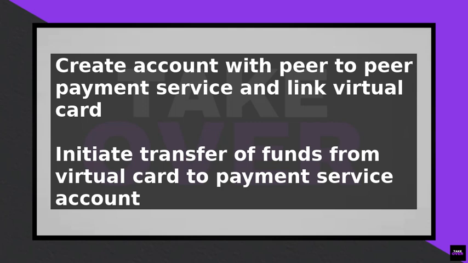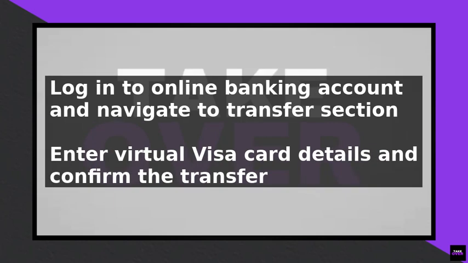If your bank allows virtual Visa card transfers, log into your online banking account, navigate to the transfer or deposit section, and look for an option to transfer funds from a virtual card or account. Enter the virtual Visa card details, including the card number, expiration date, and security code. Then confirm the transfer. Depending on the payment service or bank, the transfer may be instant or take a few minutes to a few hours.